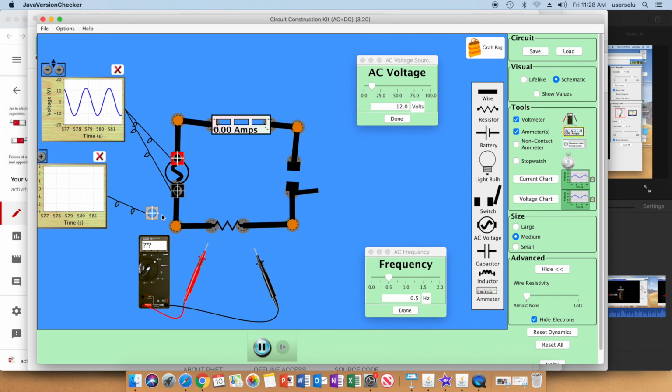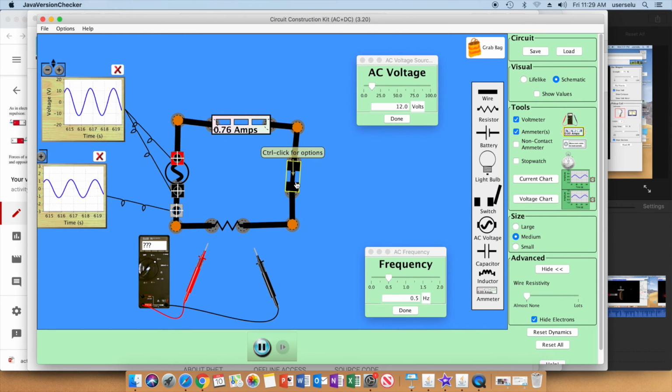Now, right now, even if I put the current chart on here, notice I'm getting no current. And my ammeter, which I put in the circuit, is reading no current either. Well, that's because I have a switch on the circuit. The switch is open. The power supply is currently delivering that voltage, but since the circuit is not complete, the current is not flowing through the circuit. So if I come over here and close the switch, now we get some action between the current and the voltage on the circuit.